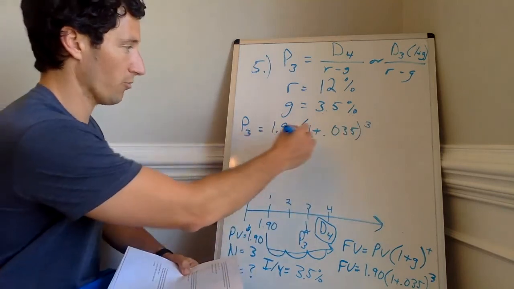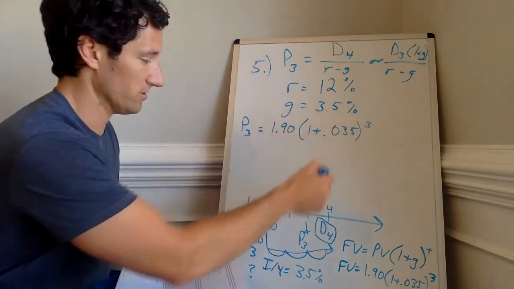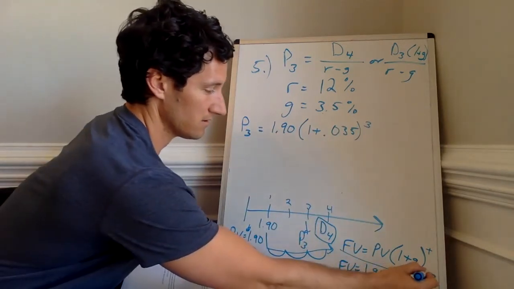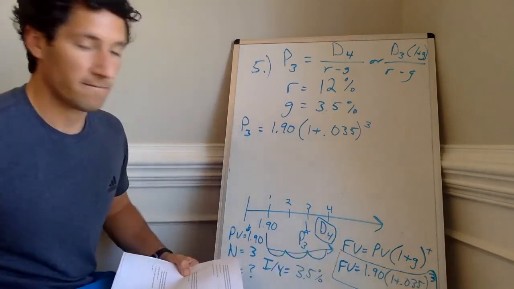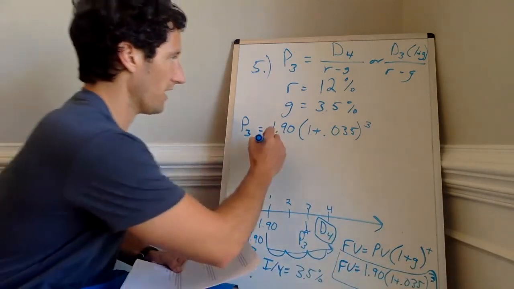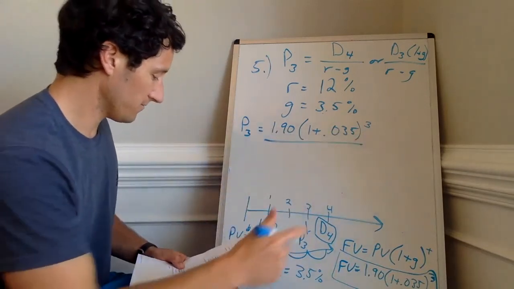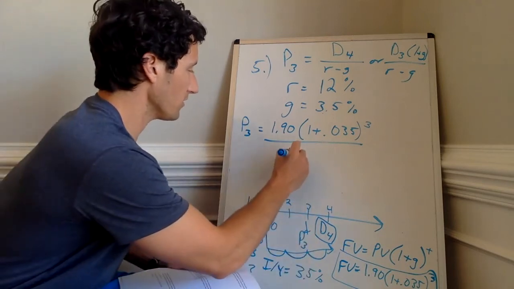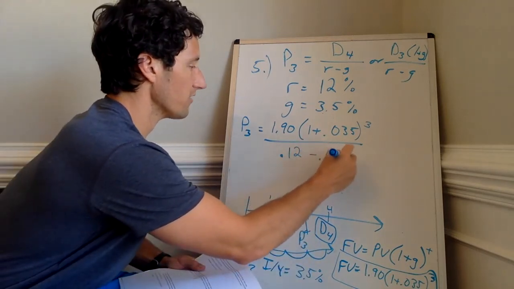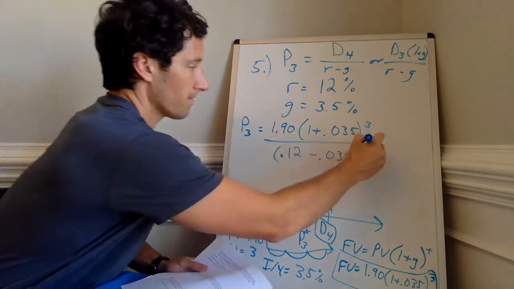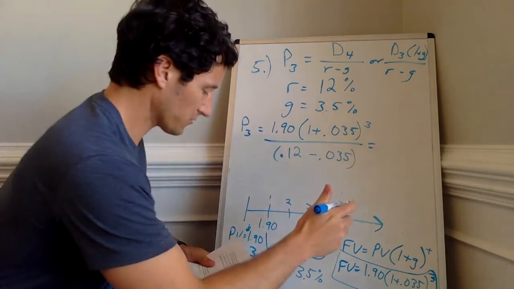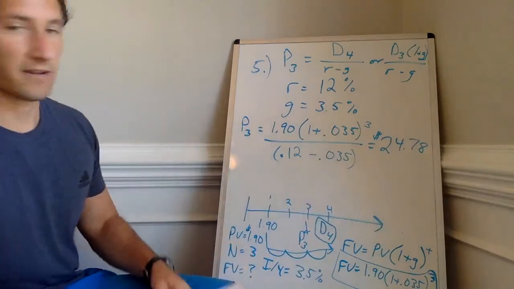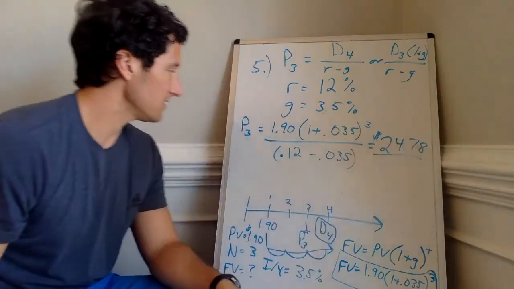Okay, so this whole piece that I just wrote, that is equal to D4. Okay, see that? All I'm doing is this. All right, so all of that divided by R minus G. R here is 12%, 0.12 minus 0.035. Plug all that in. I got 24.78. Okay, so P3 is equal to this.